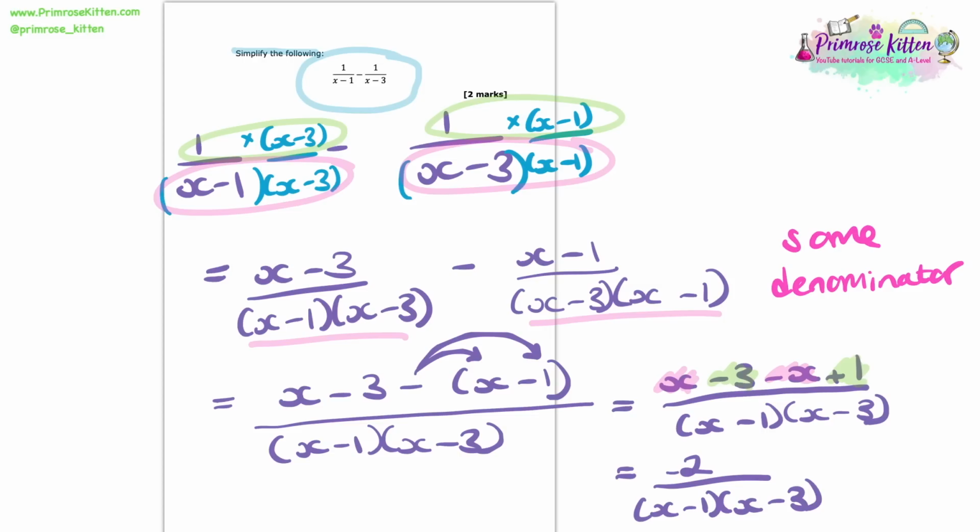So that's how we simplify two sets of algebraic fractions, added or subtracted to each other. First you get your common denominator, and then you add or subtract them to simplify.